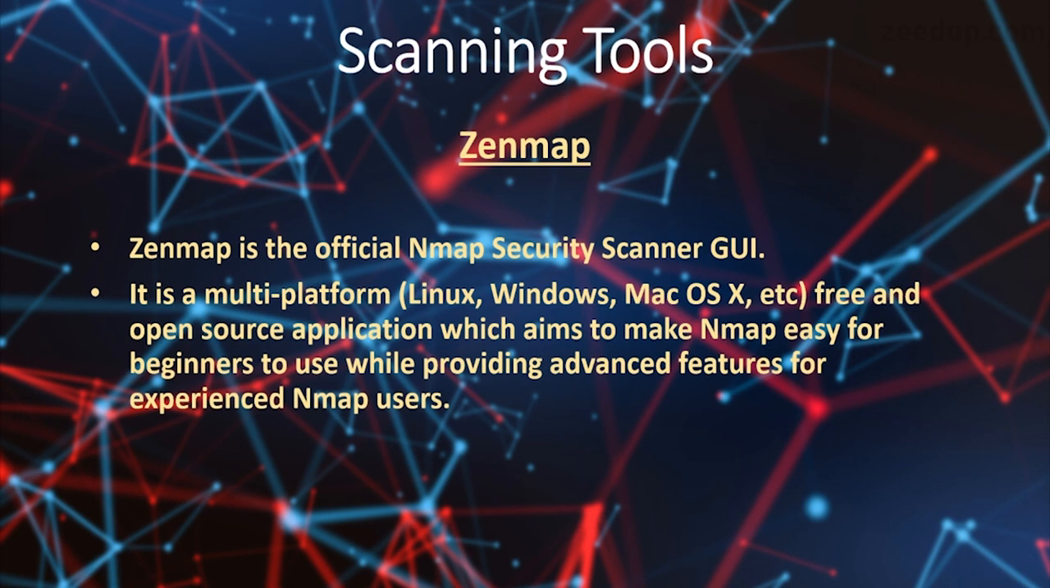Okay, now we have the third tool, that is Zenmap. It is for Windows users. Okay, Nmap and Hping3 were for Linux and this is for Windows, and Linux also. So Zenmap is the official Nmap security scanner GUI. It is a GUI version of Nmap. It is multi-platform, as I told you, it will work on Linux, Windows and Mac OS, etc. Okay, it is a free and open source application which aims to make Nmap easy for beginners to use while providing advanced features for experienced Nmap users. So it is very user friendly for beginners and for advanced users also. So we will see all these tools in our practical session.